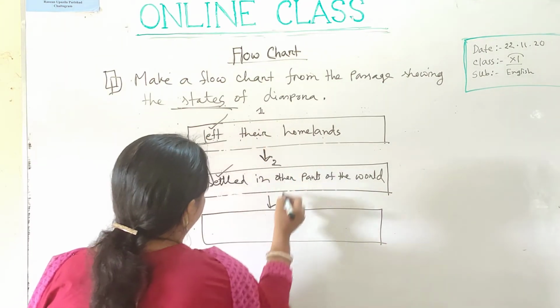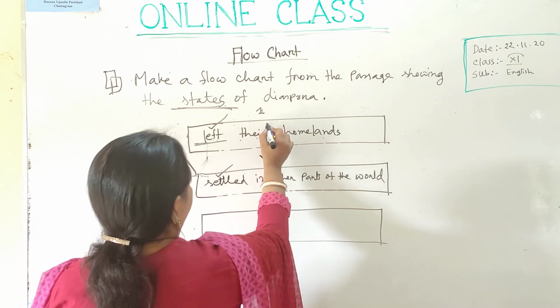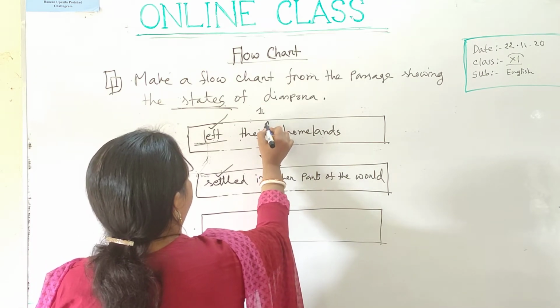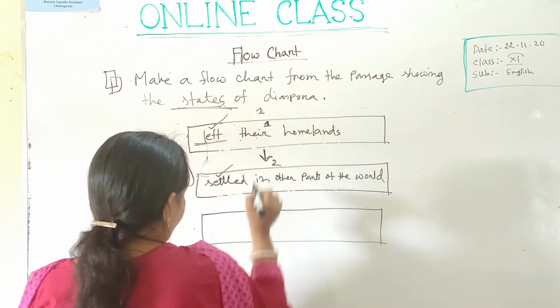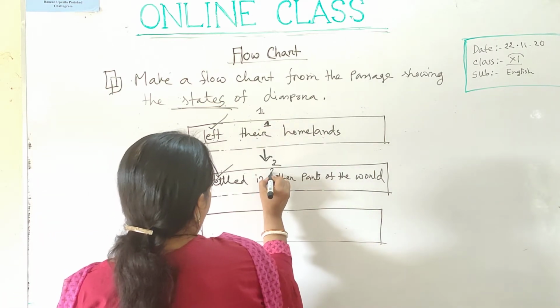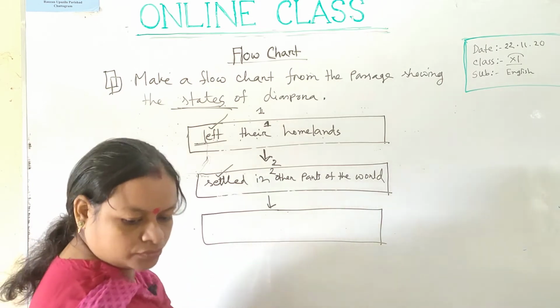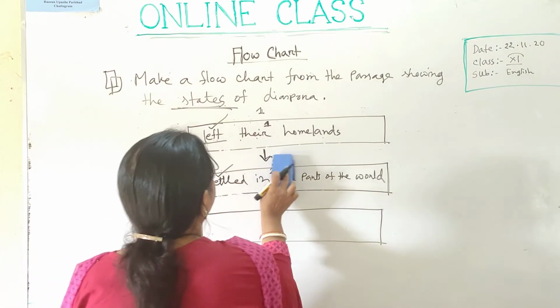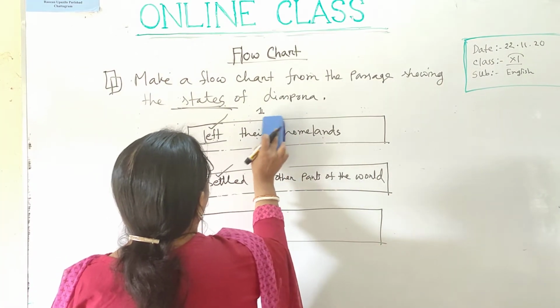You can give the number beside, you can give the number above the phrase. Both will be correct. You can give the number above the phrase or outside the phrase.